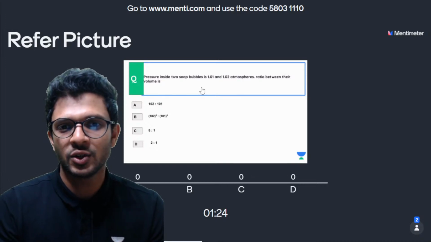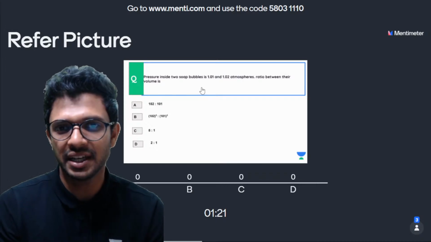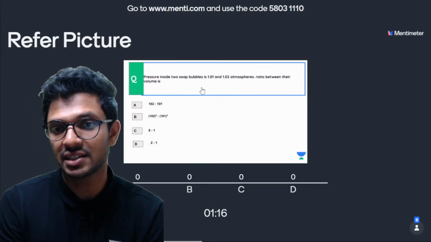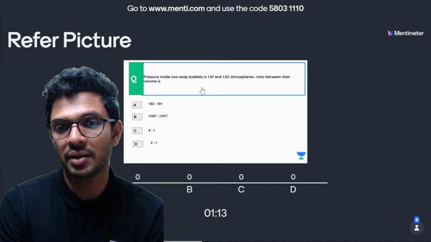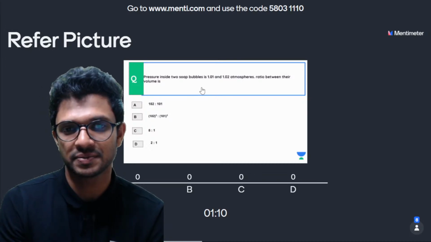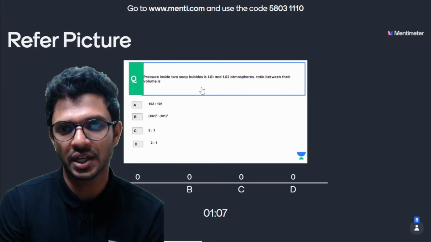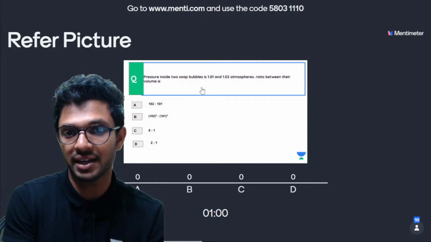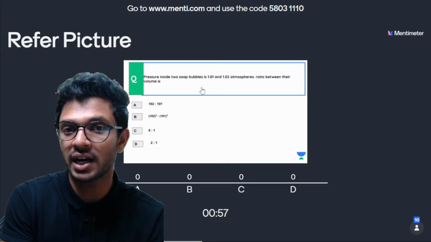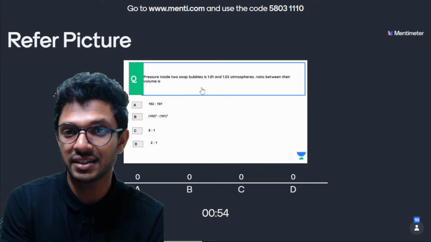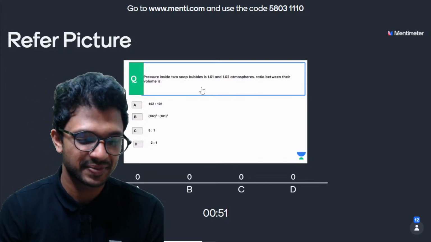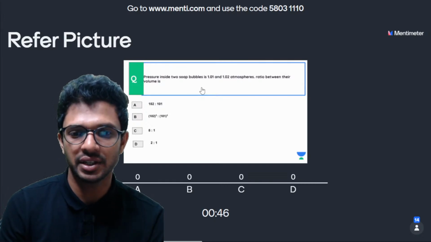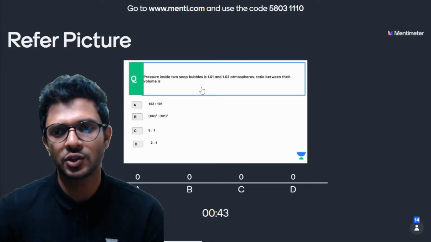Okay. So though it looks small, a bit of calculations will be there. You will find it. Okay. So pressure inside 2 soap bubbles is 1.01 and 1.02 atmosphere. Okay, ratio between their volumes. 2 soap bubbles you are having. The pressure inside is 1.01, not the excess pressure, the inside pressure. Okay, so do it accordingly, everyone. So everyone come to Menti, read the question, solve it, mark your answers, and jaldi se come back to YouTube.